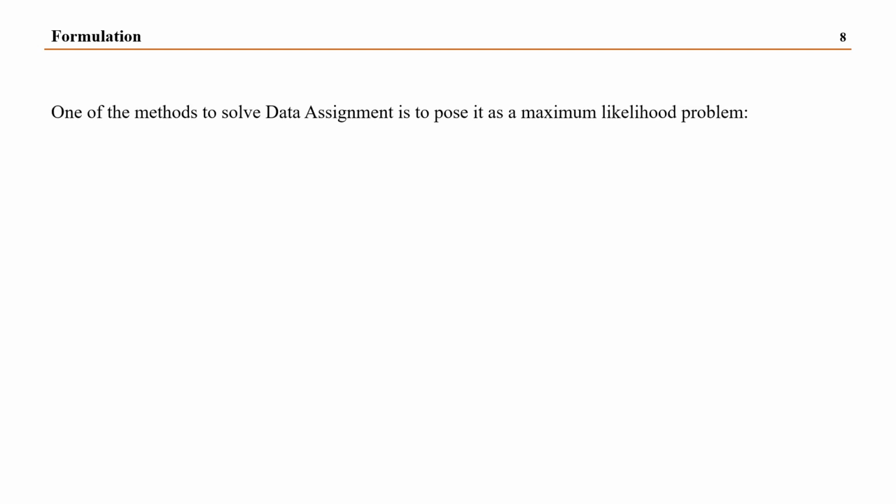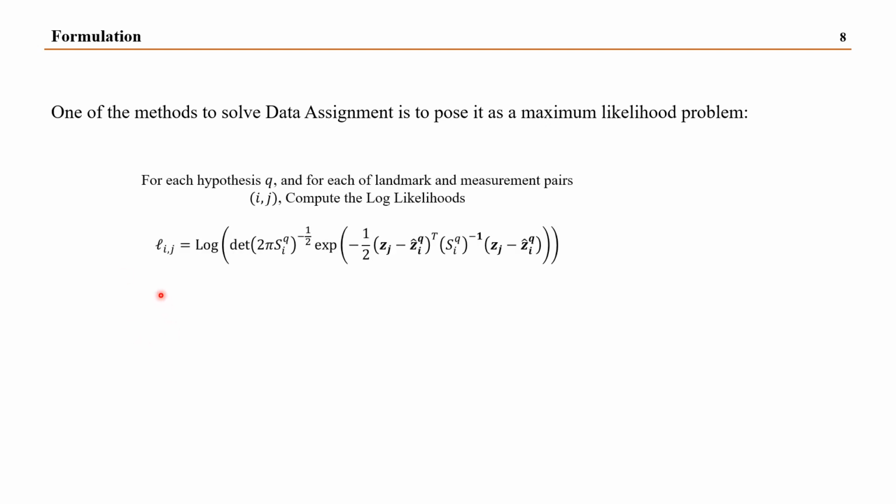Now I'm going to discuss how to formulate this data assignment problem. We're going to give a maximum likelihood estimation. One of the most prominent methods to do this is to phrase it as a maximum likelihood problem. So first, for each hypothesis Q and for each landmark and measurement pair i, j, we compute the log likelihoods, which are the measurement likelihoods, but in logarithmic form.